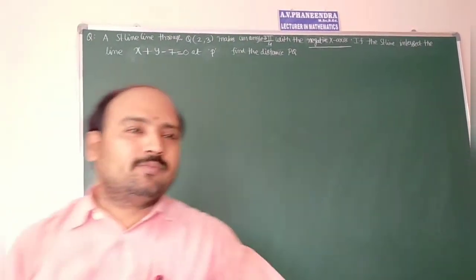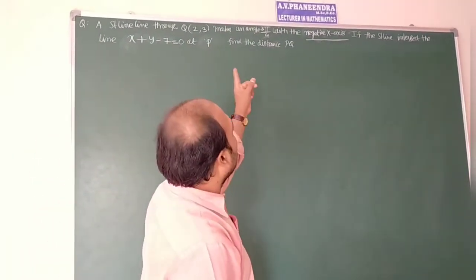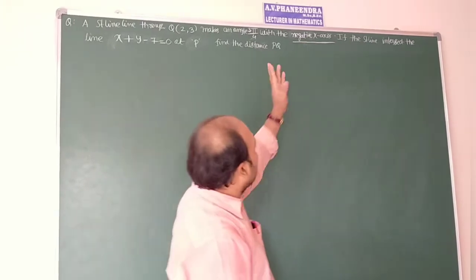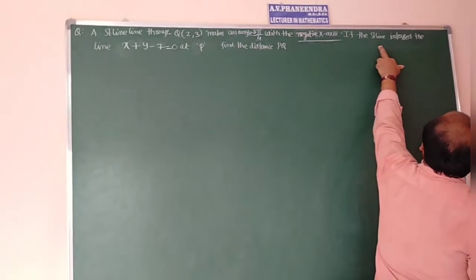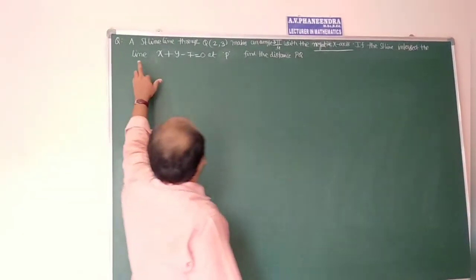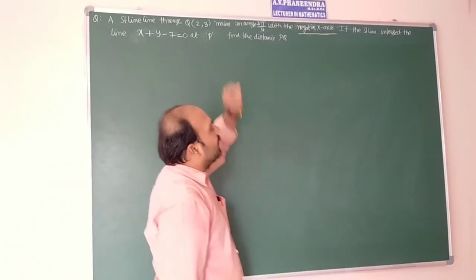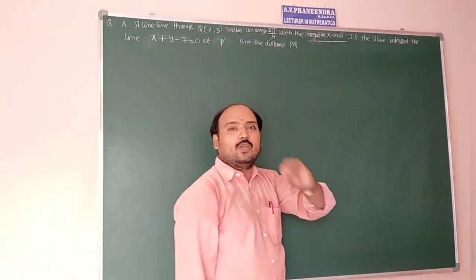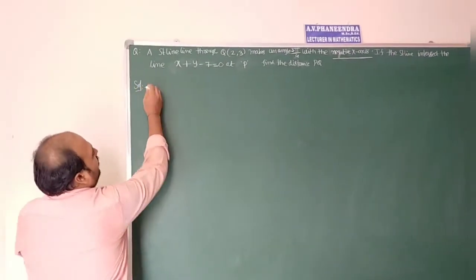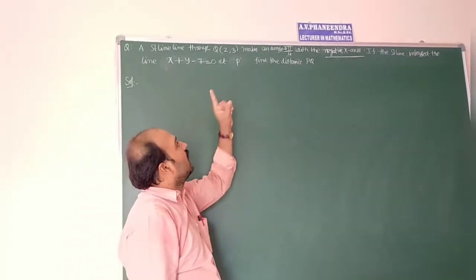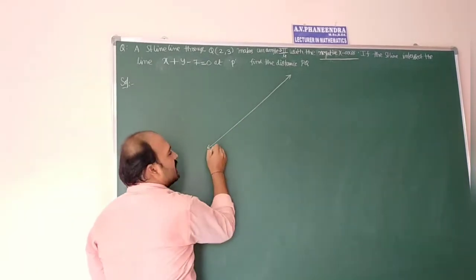A straight line through the point Q of 2, 3 makes an angle 3 pi by 4 with the negative x-axis. If the straight line intersects the line x plus y minus 7 equal to 0 at P, find the distance PQ. So in the solution, the first step according to the problem is to draw the diagram. Straight line through the point Q of 2, 3. Same diagram, no change, but the variation will be here.